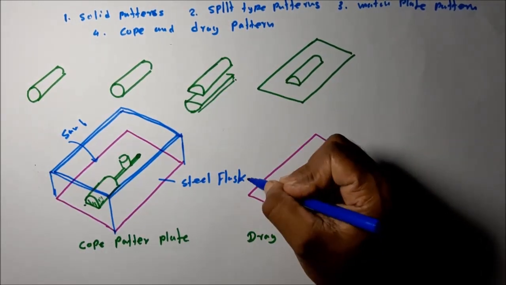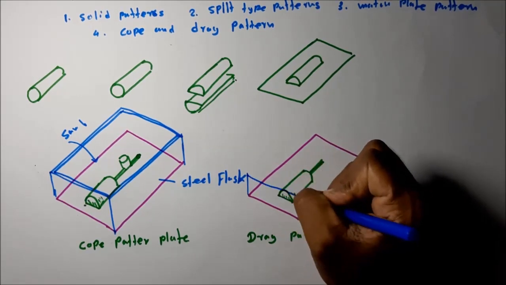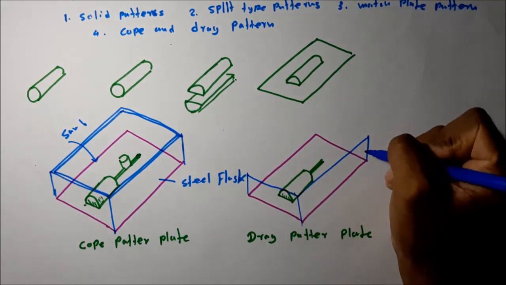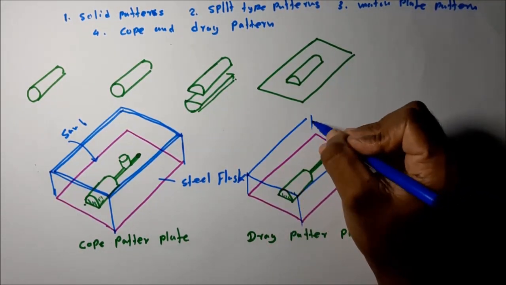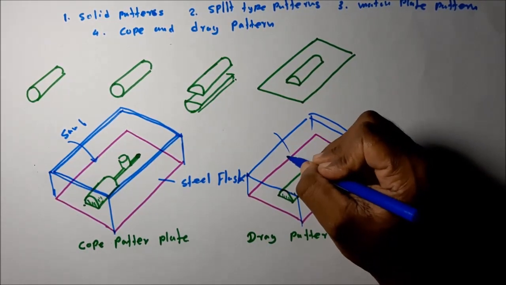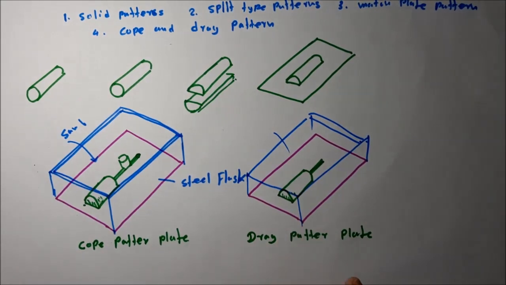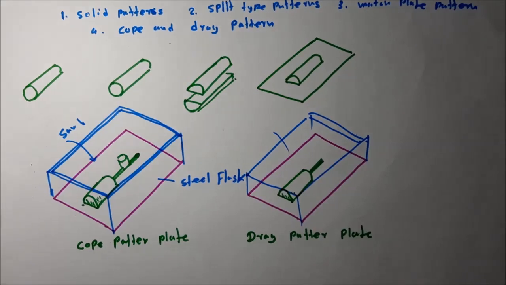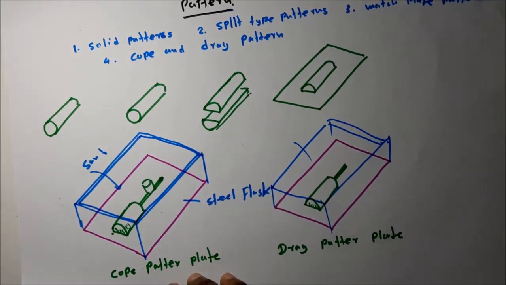The drag part is also made separately, by placing the steel flask on top of the drag part pattern plate. Then, by compacting the sand, these two parts match each other to form the total cavity. I will explain that in detail. Okay, let's see how to make the mold using this method.